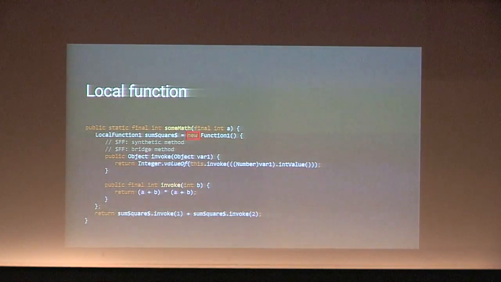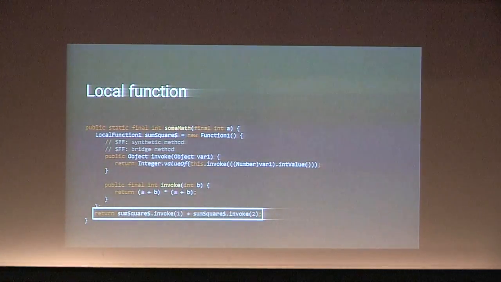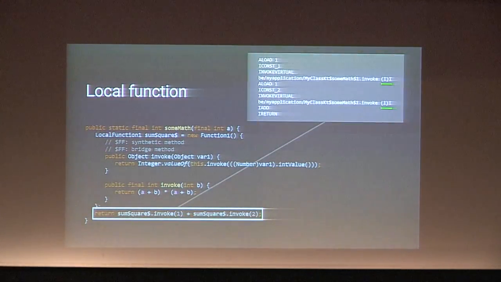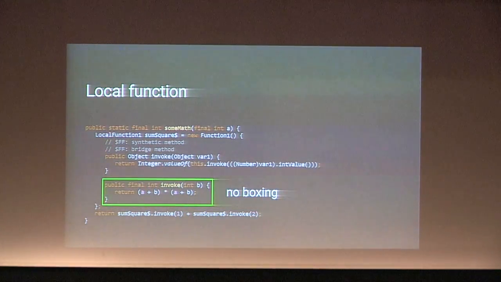And because it's capturing, in this case, it's going to instantiate a new one every time you call the outer function. But if you take a look at the local function call at the bottom, it's interesting to note that the compiler is actually calling the specialized invoke, taking a primitive integer. So there will actually be no boxing in this case because the type is private to the function, so it's not exposed to the outside world, so it can optimize it and just call the primitive one.